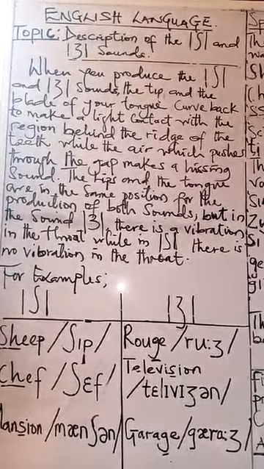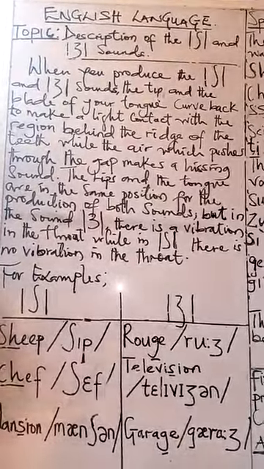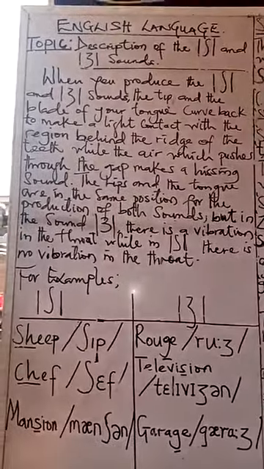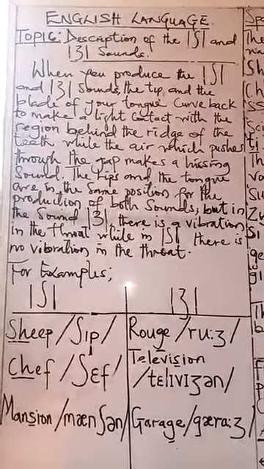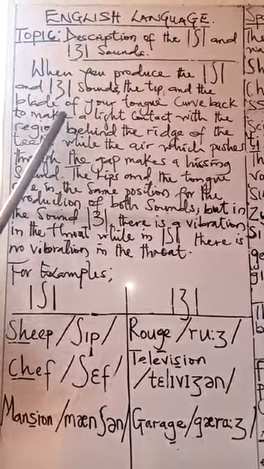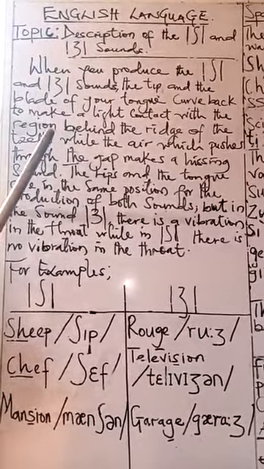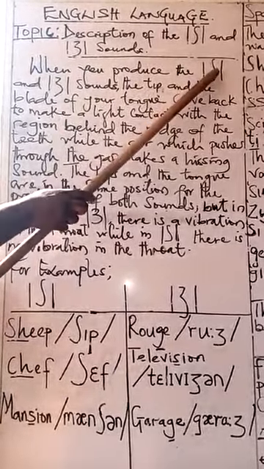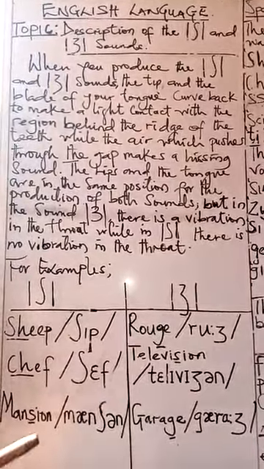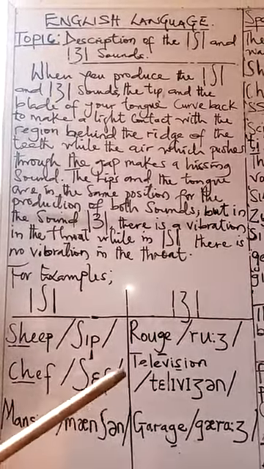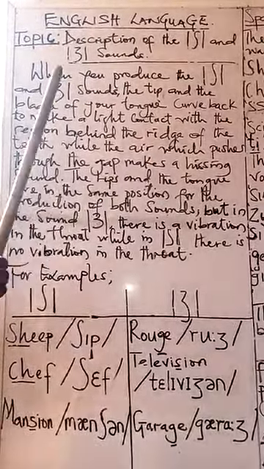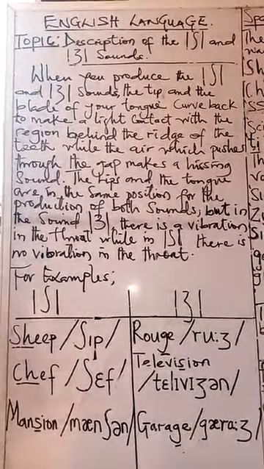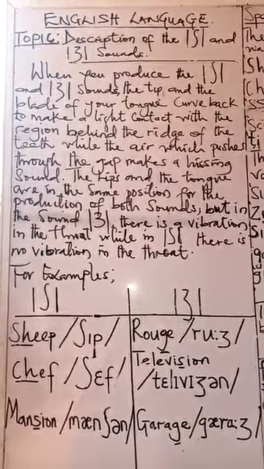Now we move to the topic proper. Before we proceed, I want us to get ourselves familiar with the various ways of producing the sounds on the board. When it comes to the production of these two consonant sounds, we make use of our organs of speech.